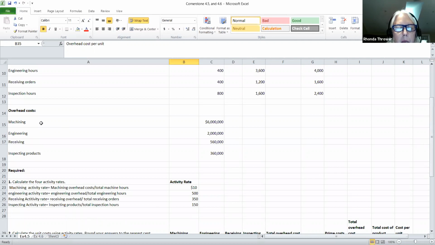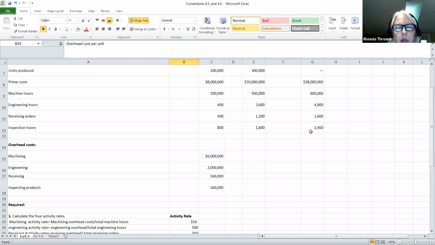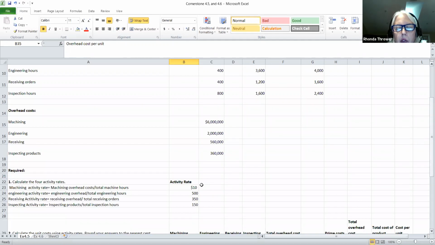Starting with machining, we're going to take the total machining overhead cost, which was $6 million for this company, and divide this $6 million by the total machine hours that was given. The total machine hours is 600,000. So $6 million divided by 600,000 machine hours gives us an activity rate of $10 per hour. You're going to do basically the same thing for each type of overhead cost or each activity.